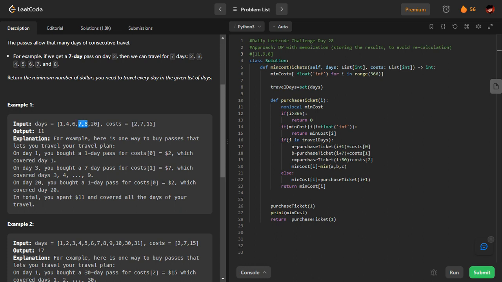Or I can take a 7-day package which will cover these 2 days. 7 plus 2, which is 9 rupees. 6 rupees, 9 rupees, and 15 rupees. These are the three options. Which is minimum? Obviously, 6 rupees. I'll just put it right here, 6 rupees.